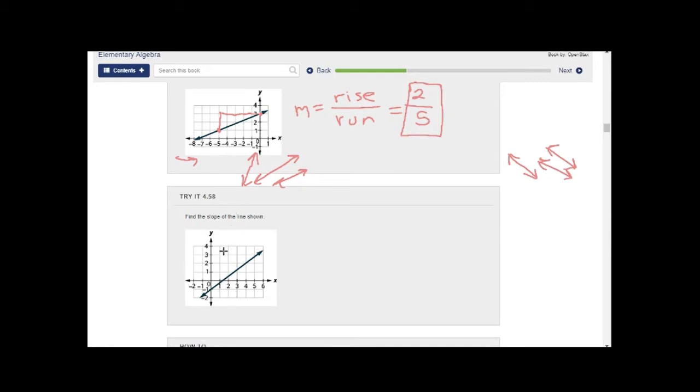Okay, try it 4.58. So let's find the y-intercept here. The y-intercept is at an integer, so we'll use that one. And then here up at 4, 2, we have another place where it crosses two integers. So let's go ahead and find the rise over the run. m is equal to 1, 2, 3, and the run 1, 2, 3, 4. 3/4. So the slope of this line is 3/4.